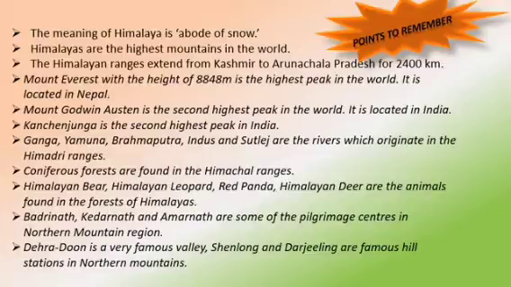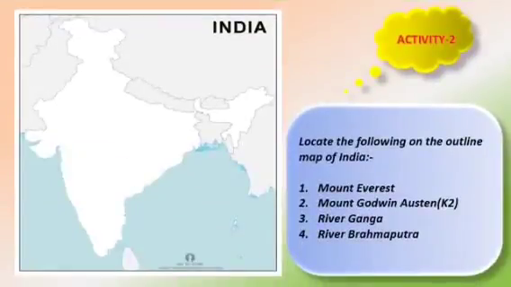Dehradun is a very famous valley. Shillong and Darjeeling are famous hill stations in northern mountains. Dear students, here is an activity for you. Locate the following on the outline map of India. Mount Everest, Mount Godwin Austen or K2, River Ganga and River Brahmaputra.